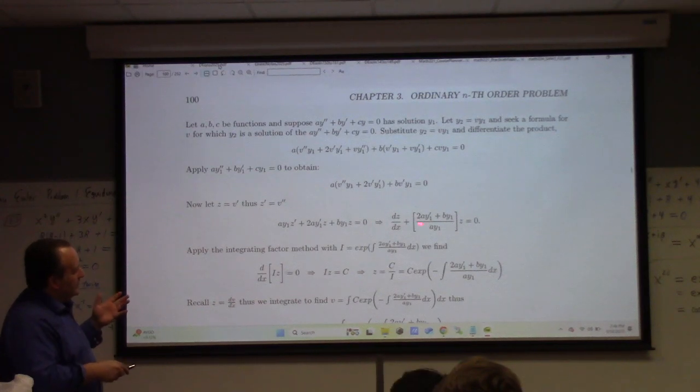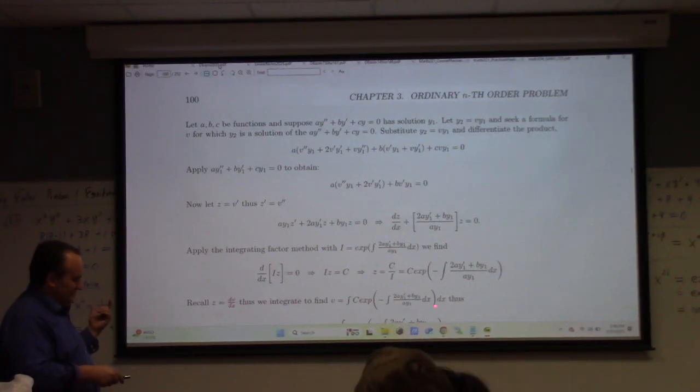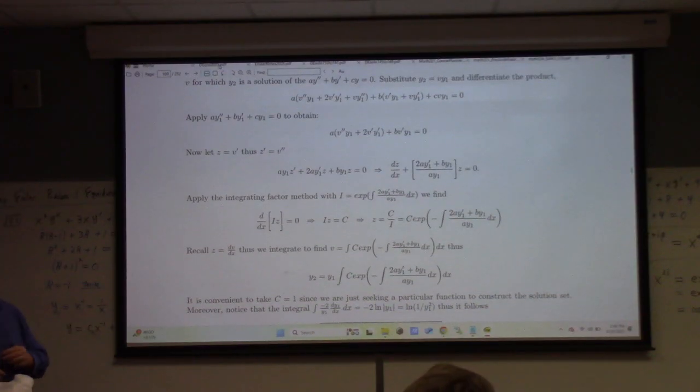Enough words. So we solve that by the integrating factor method, and that's the integrating factor. Lo and behold, we have z is equal to this, but z is dv/dx, which gives us that. And then lo and behold, there's a formula.